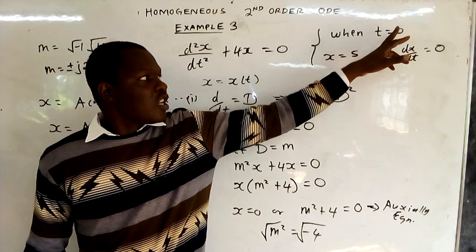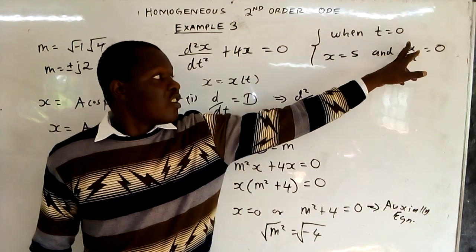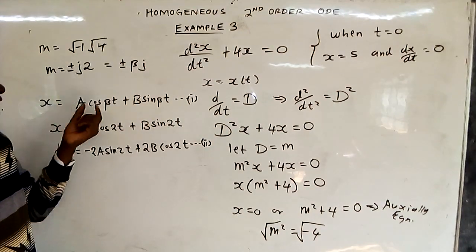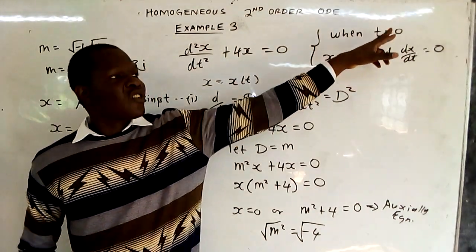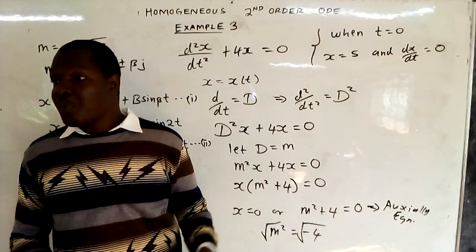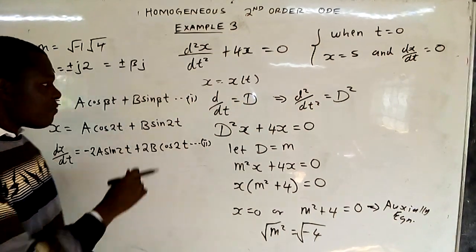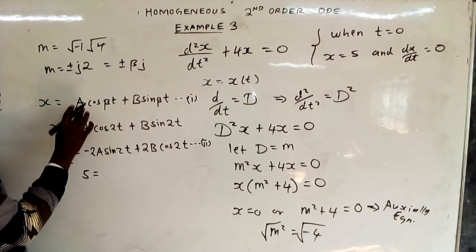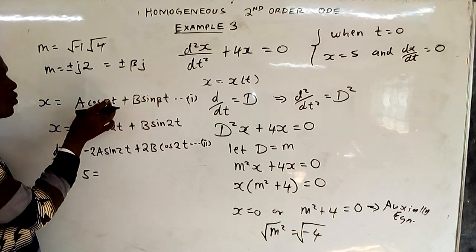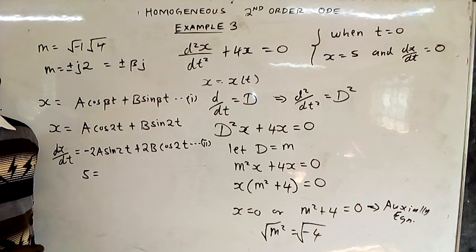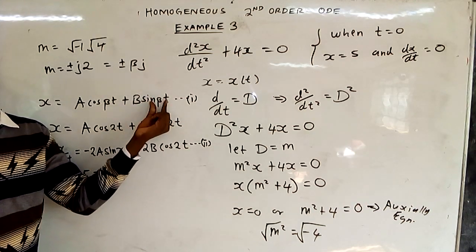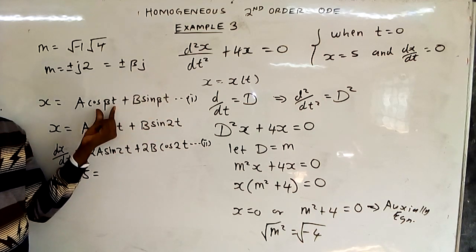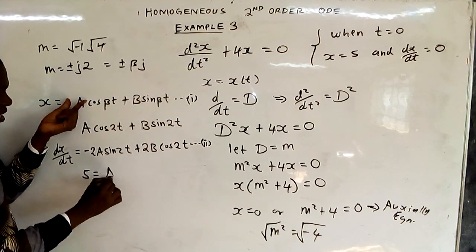So when t is 0, x is 5, and dx over dt is 0. If you start with the first equation, we only have x and t. So in the first equation, where there is t, we put 0. Where there is x, we put 5, so 5 equals a cos 0 plus b sin 0. You know sin 0 is 0, isn't it? So the whole of this term will go to 0. Then cos 0 is 1, meaning here you remain with a.